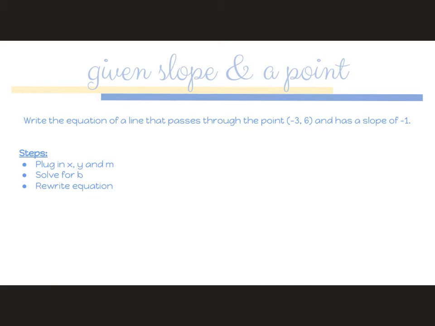For the next set of examples, we're given slope and a point. So it says write the equation of a line that passes through the point negative 3, 6 and has a slope of negative 1. So this time I'm given a point which gives me x and y, and slope which gives me m. So for step 1, it says plug in x, y, and m.